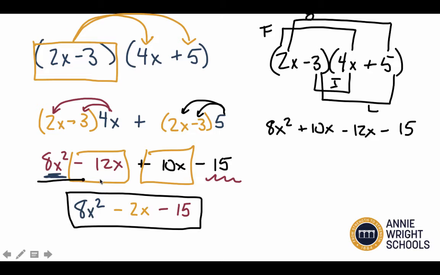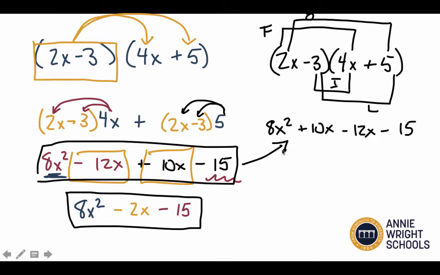If you see the same four numbers from here over here, that's not a coincidence. That's because this method or this acronym is a way to do this process quickly and help you remember. First, outside, inside, last. And you get the exact same answer when you collect like terms.